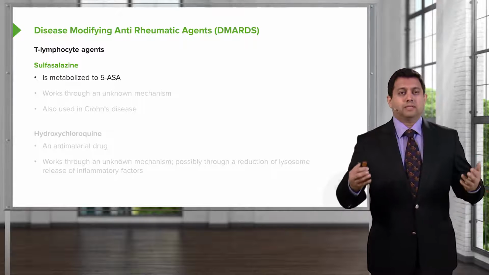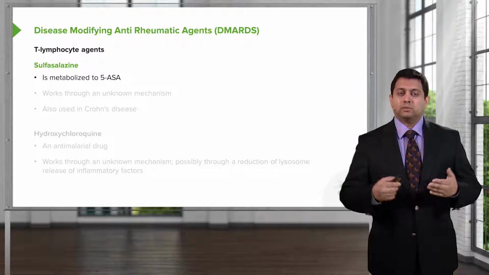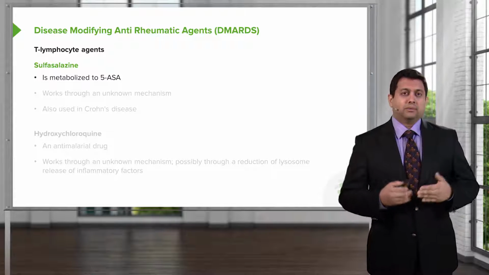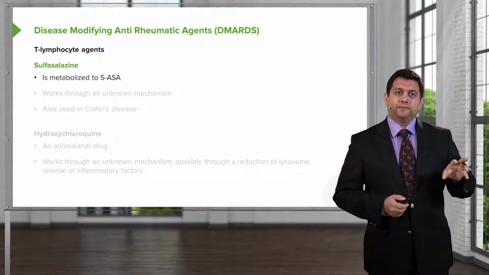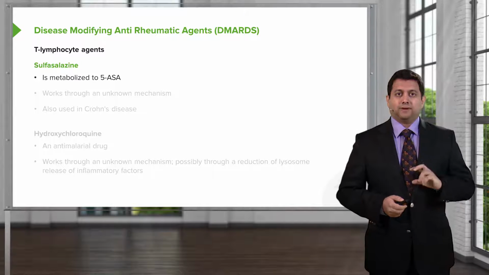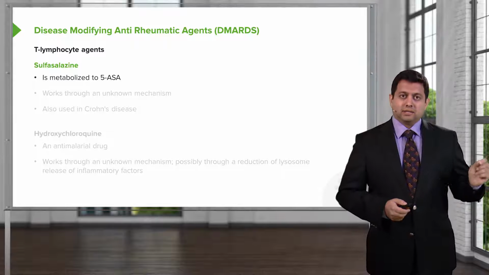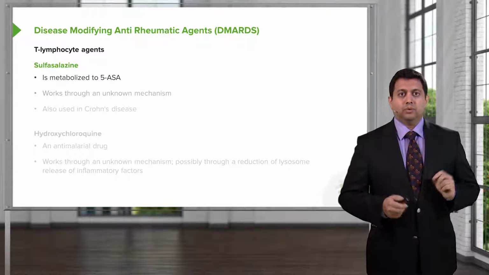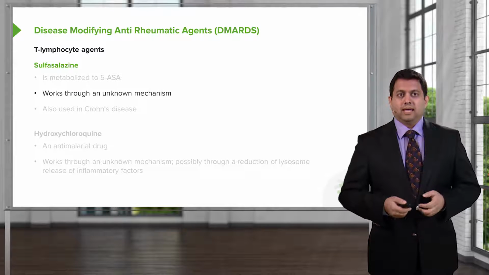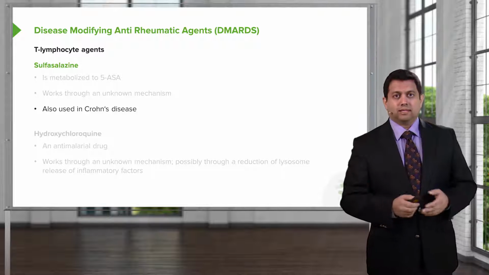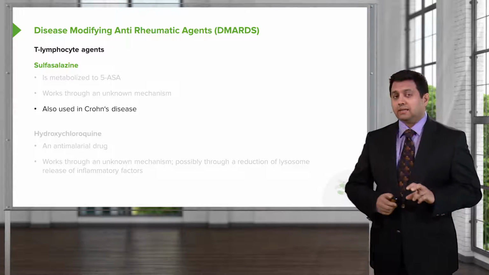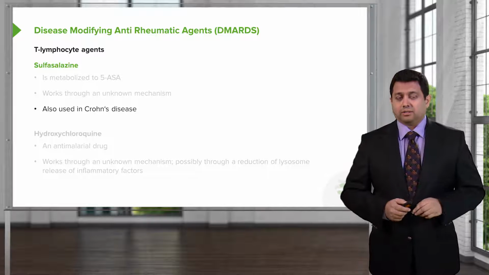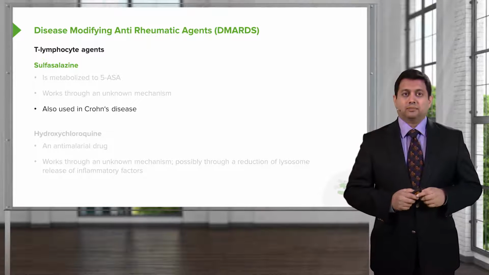Let's move on to the T lymphocyte agents. The most well-known, and I would call it the prototypical drug, is sulfasalazine. Now, sulfasalazine is metabolized to 5-ASA, and yes, that is related to aspirin. It works through an unknown mechanism, and it is used extensively in Crohn's disease. Now, we're going to talk a lot more about sulfasalazine in our GI lecture, so hold on to your hats. We're going to talk about that later.